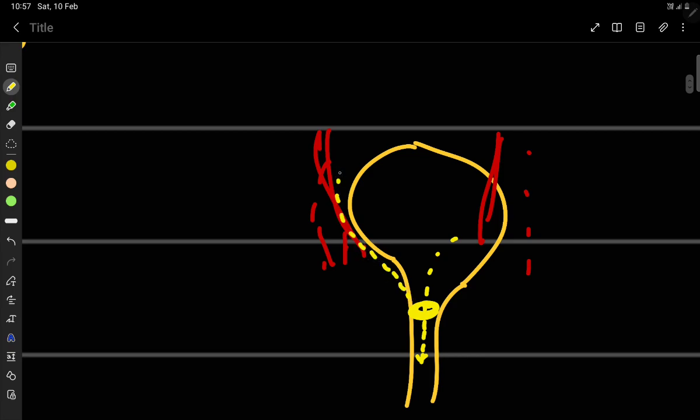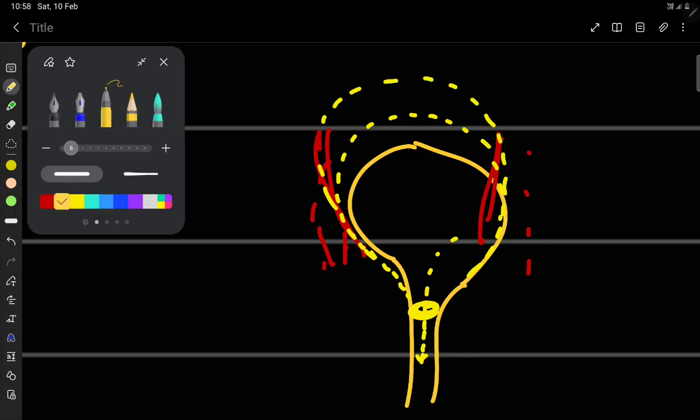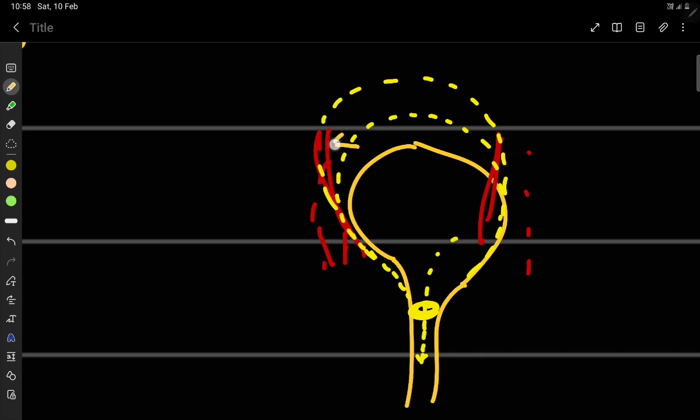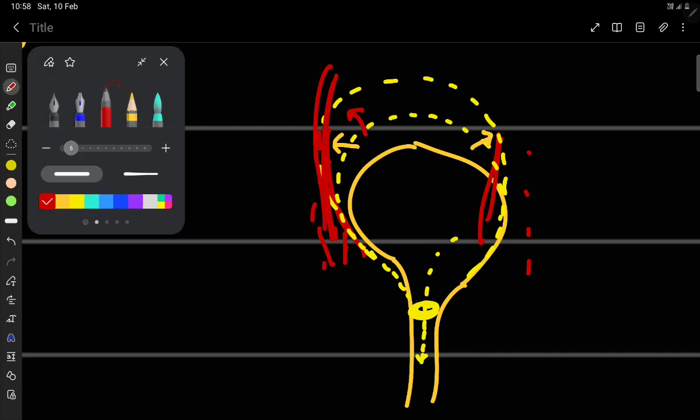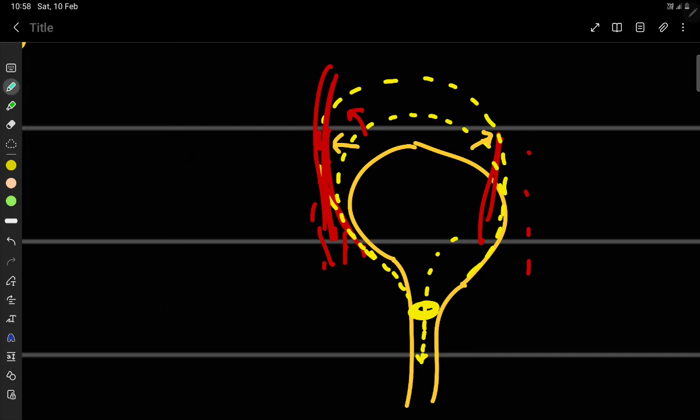So the urine is stored inside the bladder, and this filled bladder is pressing on the bleeding artery, acting like a tamponade. There is a tamponading effect of the bladder, and due to this tamponading effect, the bleeding is relatively less.